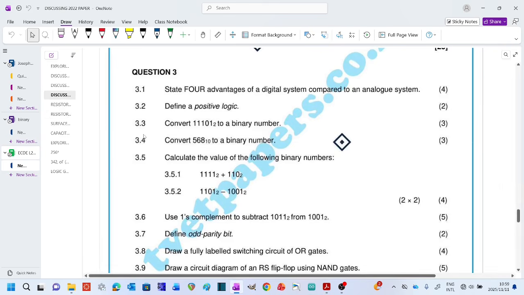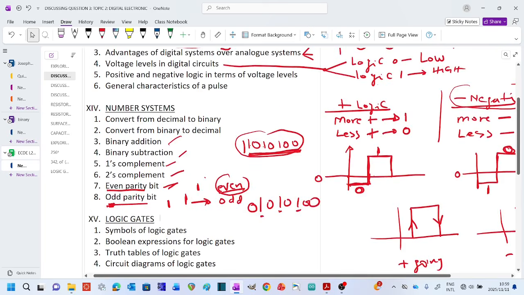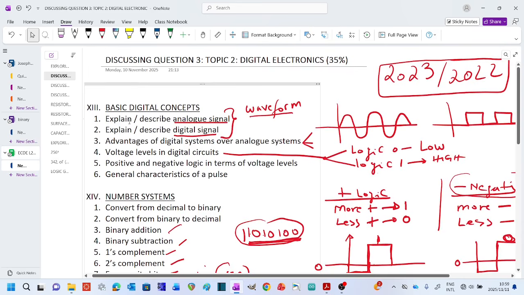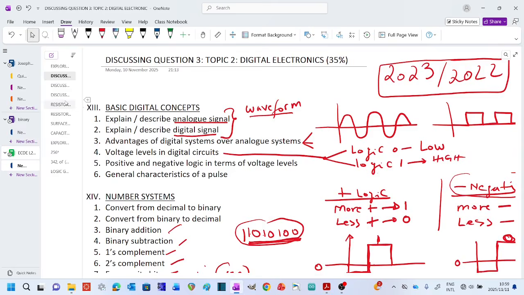We're not going to solve all the questions. The ones that we have done already, we can just pass them. So for example, 3.1, state 4 advantages of a digital system compared to an analog system. We have listed that in our guideline. We are on module 13 here, where you have to list some advantages. So we have done that.